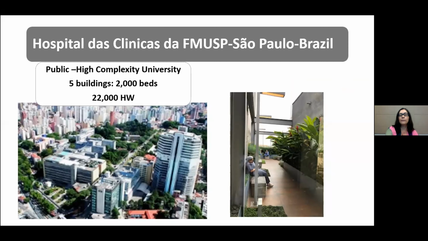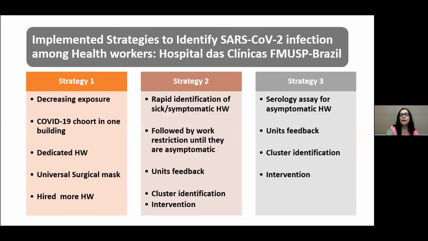My hospital is a public high complexity university hospital comprising 5 buildings with more than 2,000 beds and 22,000 health workers. Since the beginning of the pandemic, we implemented a strategy to identify SARS-CoV-2 infection among healthcare workers at Hospital das Clínicas of Faculdade de Medicina da University of São Paulo. The first strategy was to decrease exposure. So we decided to have only one building dedicated to COVID-19 in our complex hospital, with dedicated health workers, and the hospital provides universal surgical masks, hired more health workers, and also implemented continued PPE training every week.